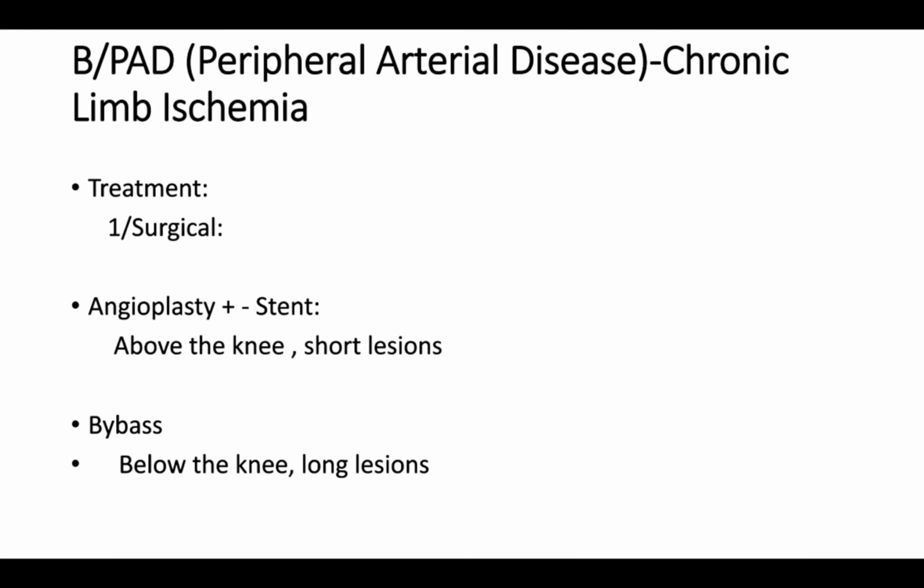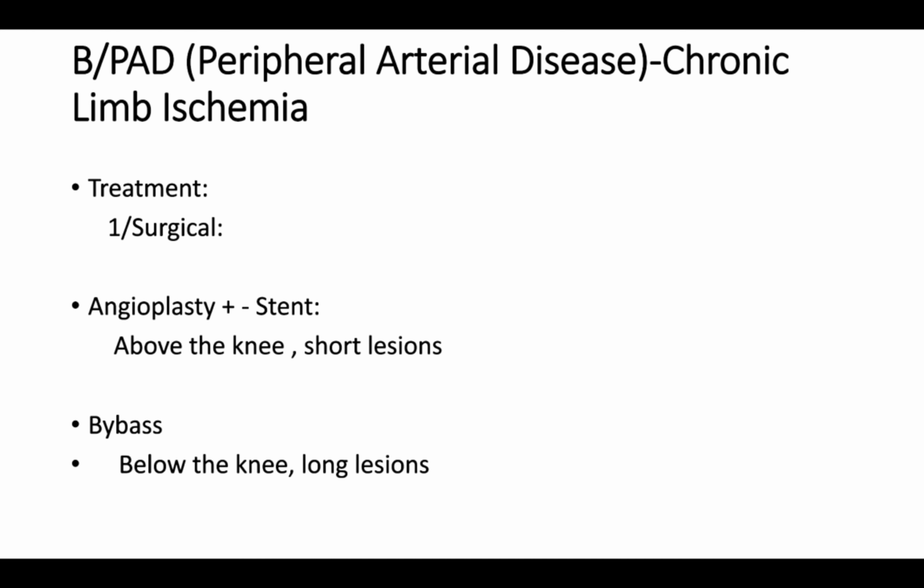How are you going to treat chronic limb ischemia? Treatment is surgical or medical. Surgical: angioplasty plus stent. This is usually for above knee and short lesions, which makes sense. You need a short lesion for angioplasty and stent. If it was a long lesion, you cannot angioplasty easily. And then bypass, usually for the below knee and long lesions.